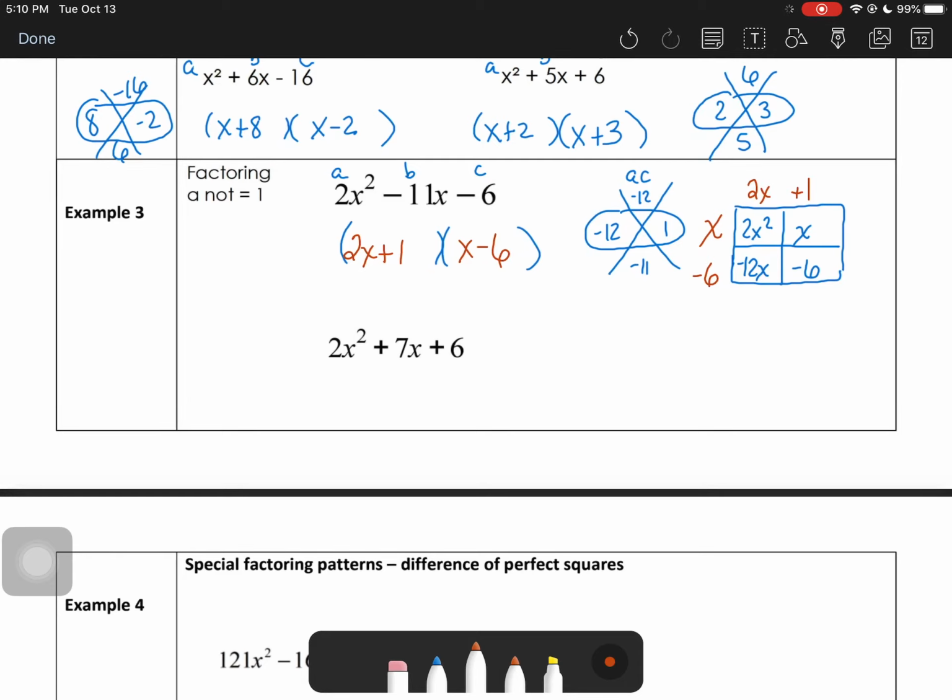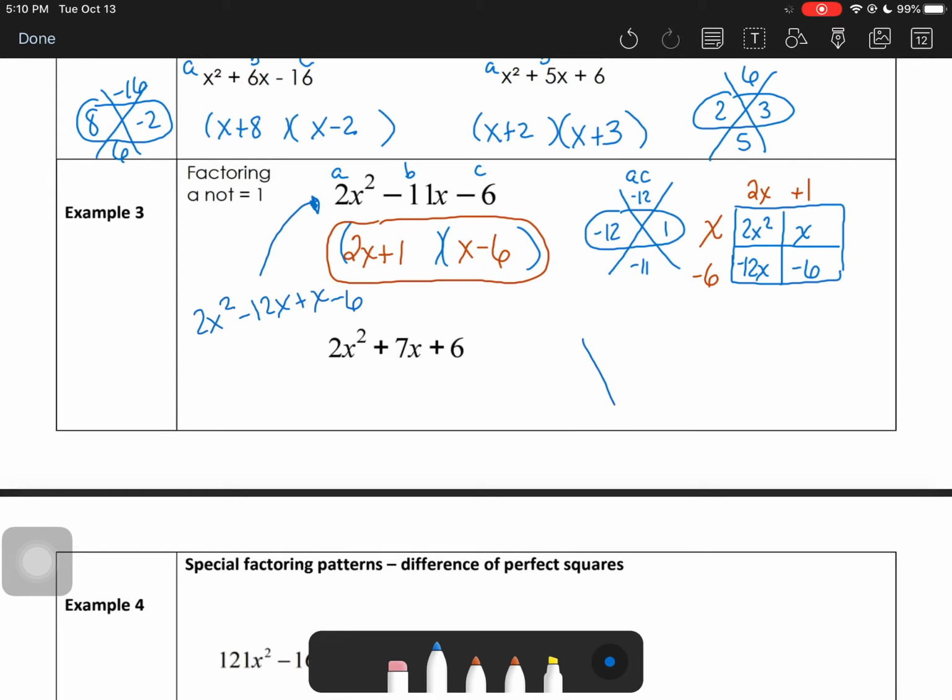And we can check by FOILing to make sure that we have the correct answer. So 2x squared times x is 2x squared. 2x times negative 6 is negative 12x. 1 times x is x. And 1 times negative 6 is negative 6. And when we combine like terms, we get 2x squared minus 11x minus 6.